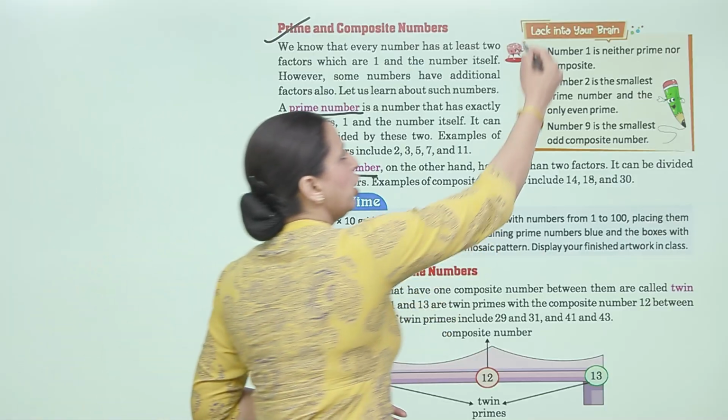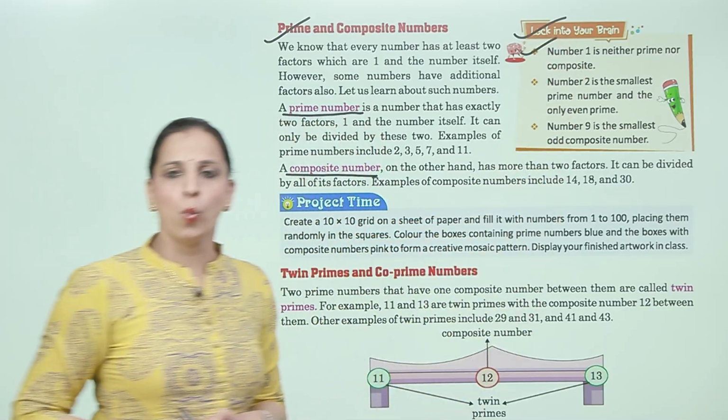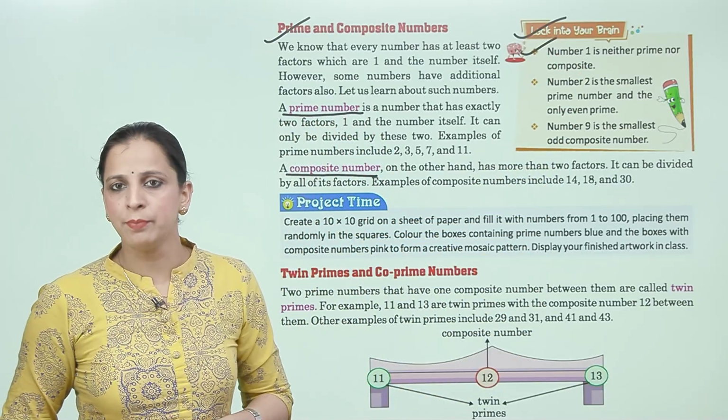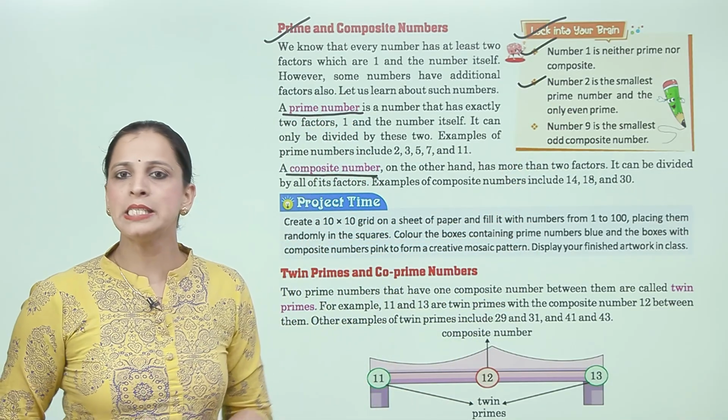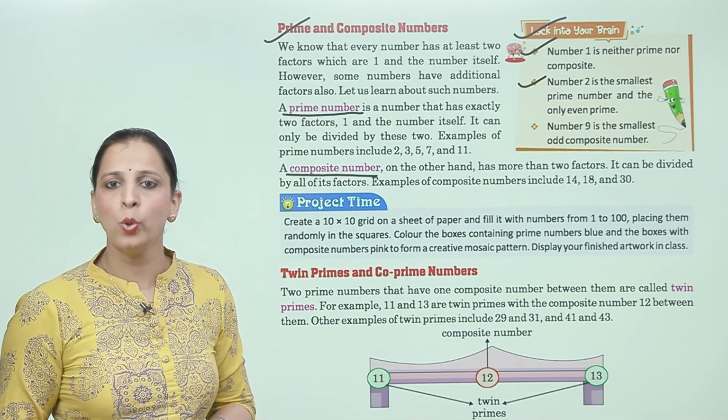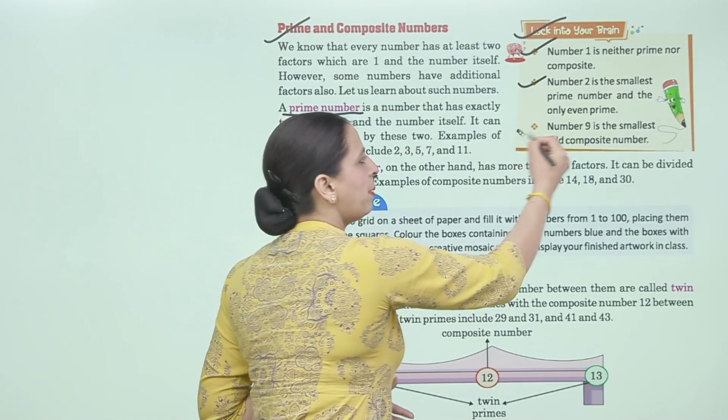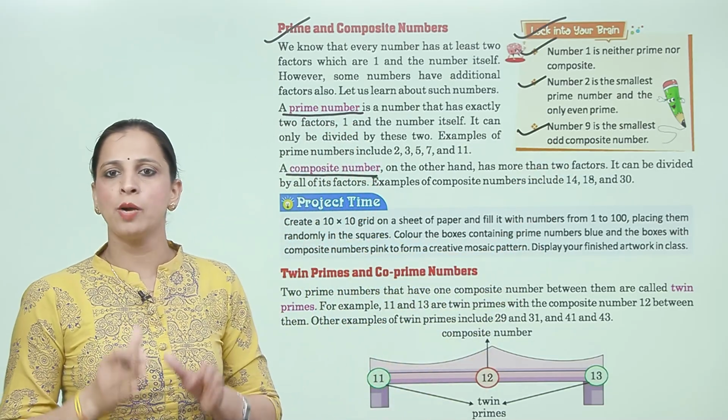Now, lock into your brain. Number 1 is neither a prime number nor a composite number. Number 2 is the smallest prime number and the only even prime. Number 9 is the smallest odd composite number.